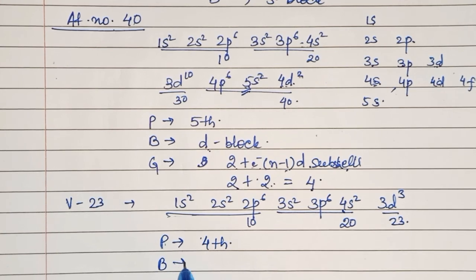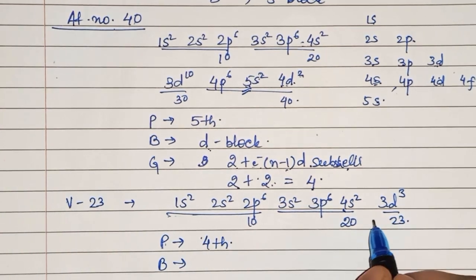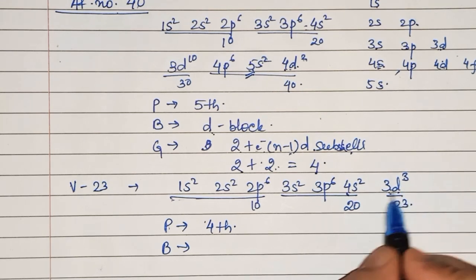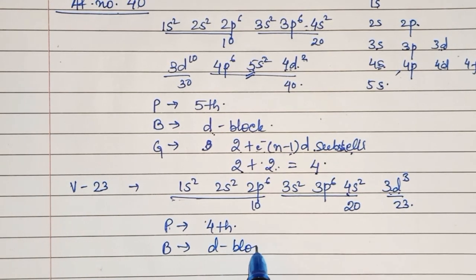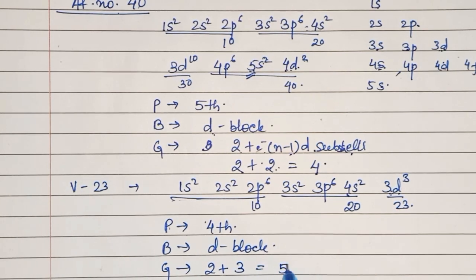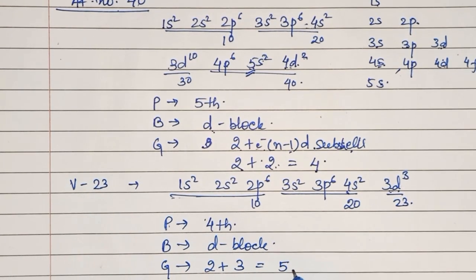Block: the electron will enter in the last subshell. So here it is D3, so D block. And the group number you will get: D block means 2 plus the number of electrons in this D subshell, 3, which is equal to 5. So the group number is 5.